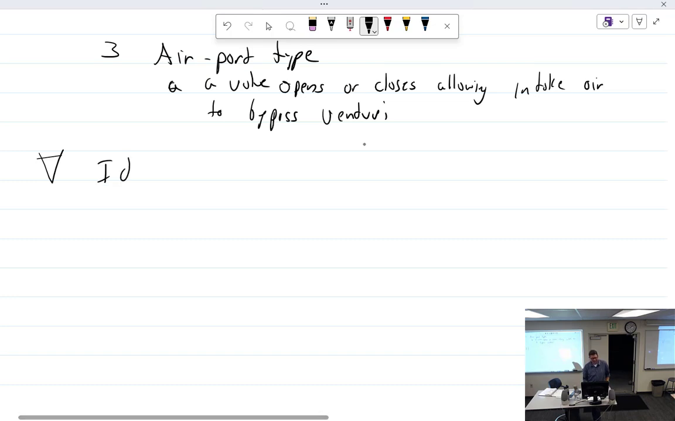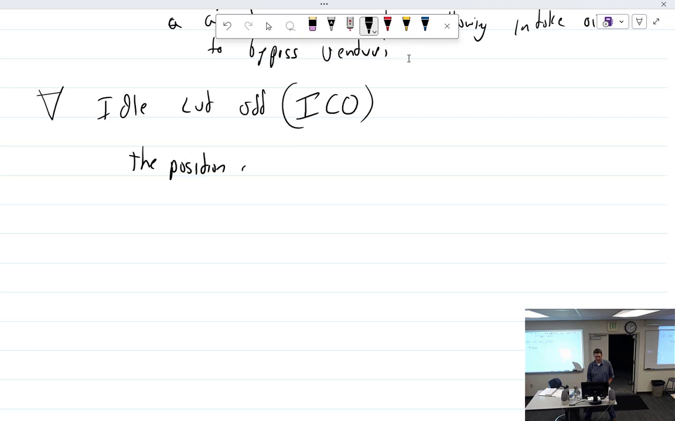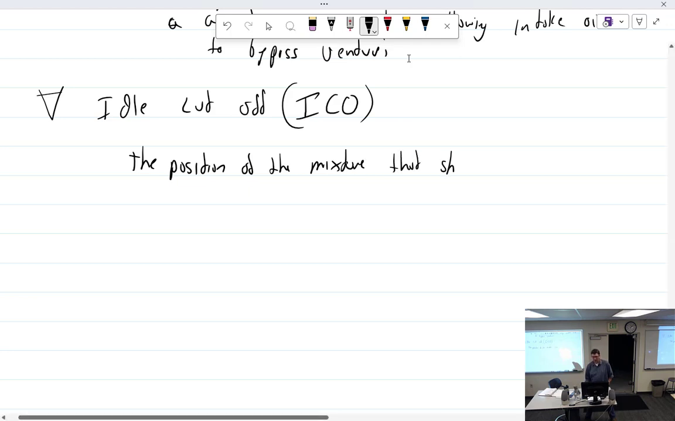All right, idle cutoff. Also called ICO, which stands for idle cutoff. It is actually the position of the mixture that shuts off fuel to the engine.